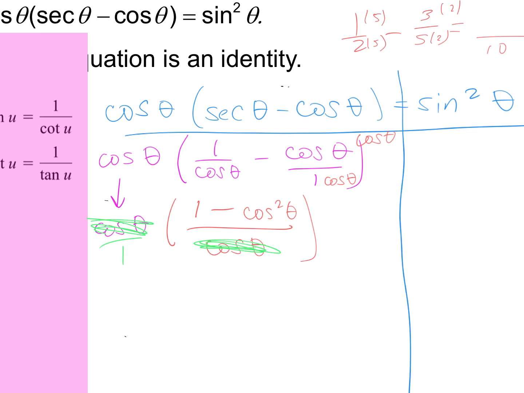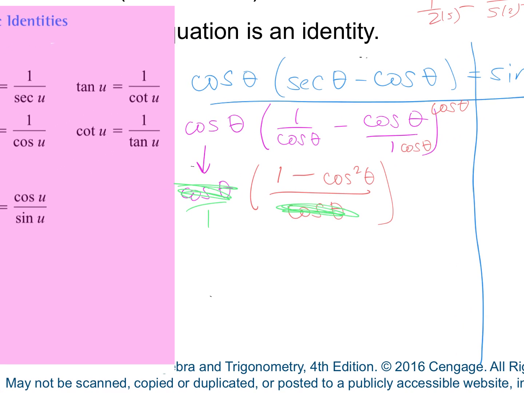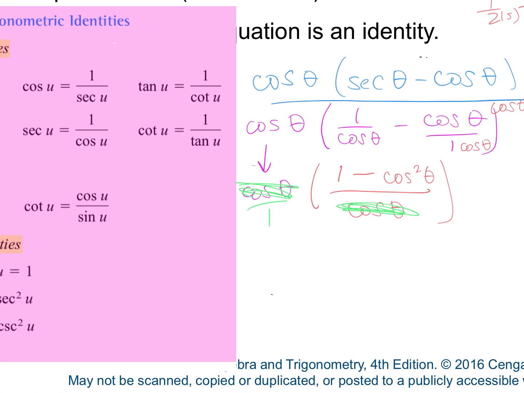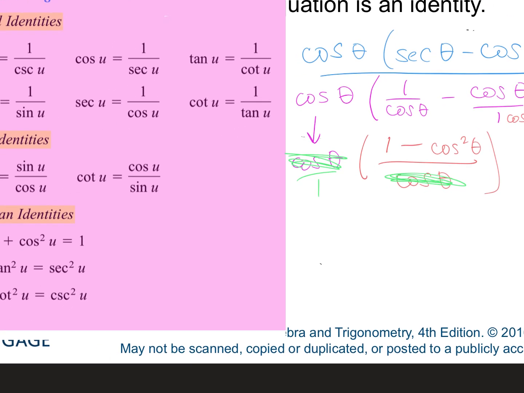Look at your Pythagorean identities. Is there something in the Pythagorean identity that has a cosine squared and a 1 in it? Which one? Sine squared plus cosine squared equals 1, right? So what can I do to that formula to manipulate it so it says 1 minus? Subtract the cosine squared from both sides. Agreed. Good, guys.